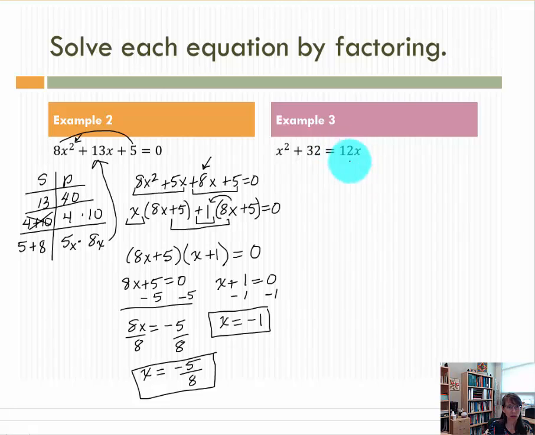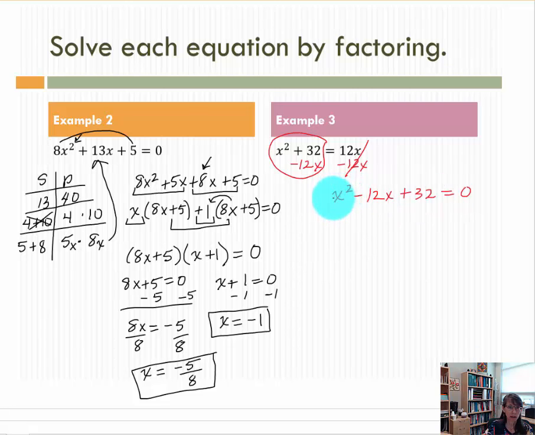So in example 3, you can see that we do not have an equation in standard form. To get this equal to 0, I will subtract 12x from each side of the equation so that we have 0 remaining on the right side. But on the left side, we've got these 3 terms that we need to put in the proper order. Highest power would be x squared, then minus 12x, last plus 32. And that's what is equal to 0.